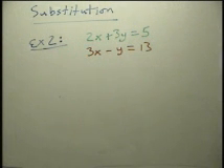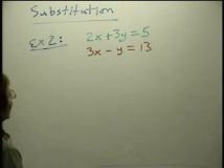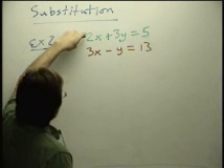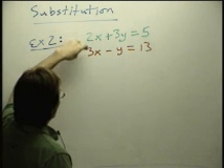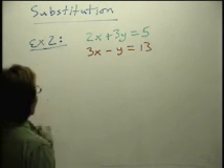Here's one more example of the substitution method. This is the system that we saw at the beginning. We verified that (4, -1) was a solution, but now we're going to see how we can find that using the substitution method. What we need to do to start is solve one of these two equations for either x or y.